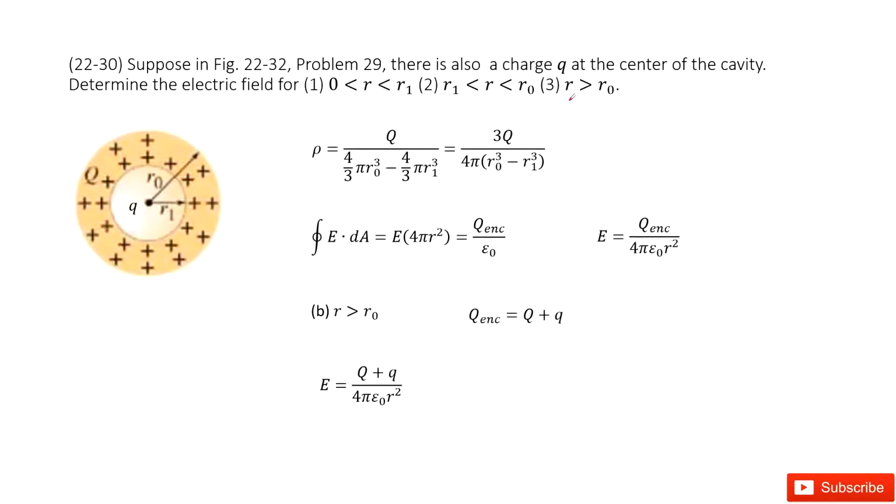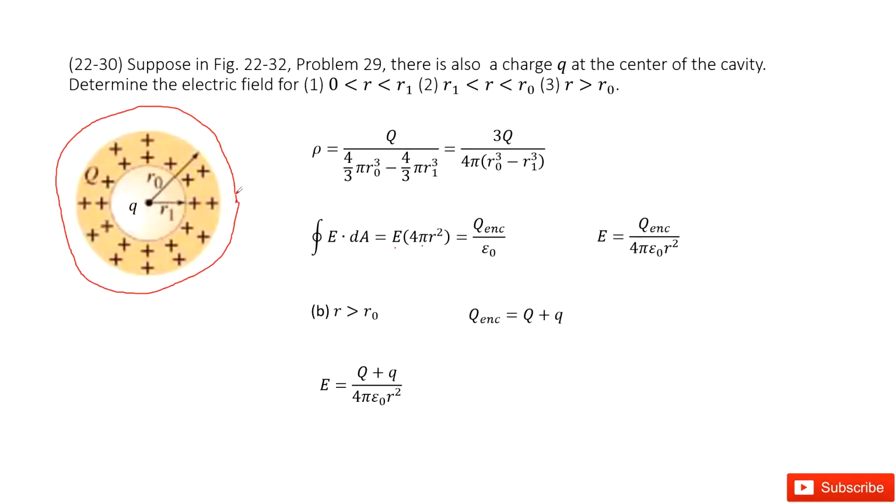The next one is r larger than R0. So r larger than R0 is located there. Similarly, we draw the Gaussian surface. That is, the electric field times the Gaussian surface area equals the enclosed charge divided by epsilon naught. Agree? Then we write the function for E as the enclosed charge divided by 4 pi epsilon naught r squared.